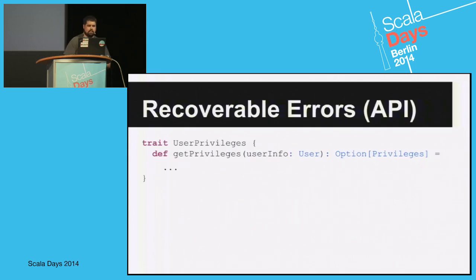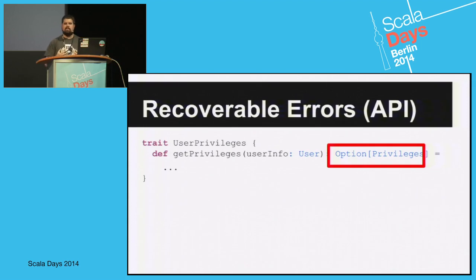But let's look at some recoverable errors. Here's an example of a user privileges API. Someone logs into a website, and you want to get what privileges they have to access the website. So it's a service to look up privileges. I'm just hiding this behind an interface, okay? What I'm returning right now is an option of privileges. So if I look up privileges and I don't find any, I give you back a none. And if I find privileges, I give you back a some. How many of you guys have done this, right? Okay, so I'm going to say here, try not to do that.